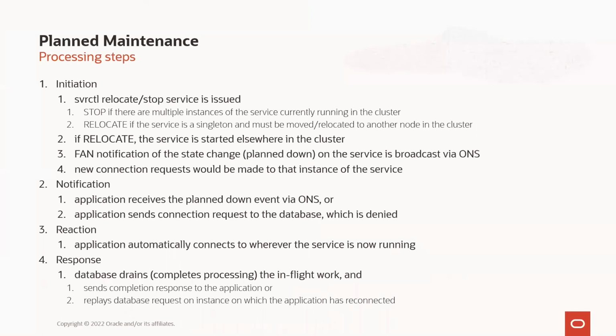This is one of those FAN notification situations because there's a state change on the database service. Okay, and the FAN notification is broadcast via ONS. So that's that part. Then we have a notification. In other words, the application receives the planned down event via ONS. It's planned down because we've initiated it, as opposed to hard down, which is like a crash.